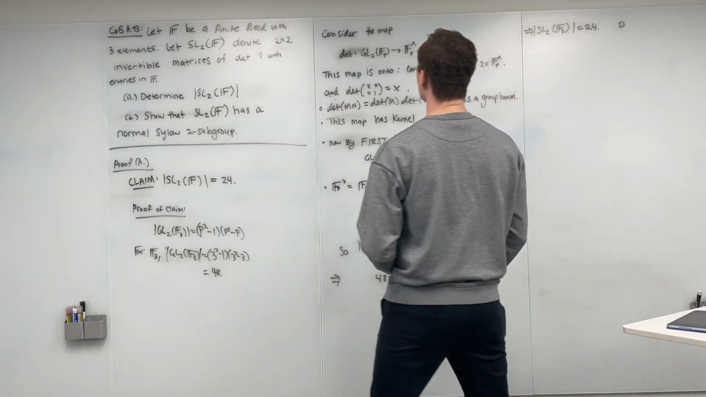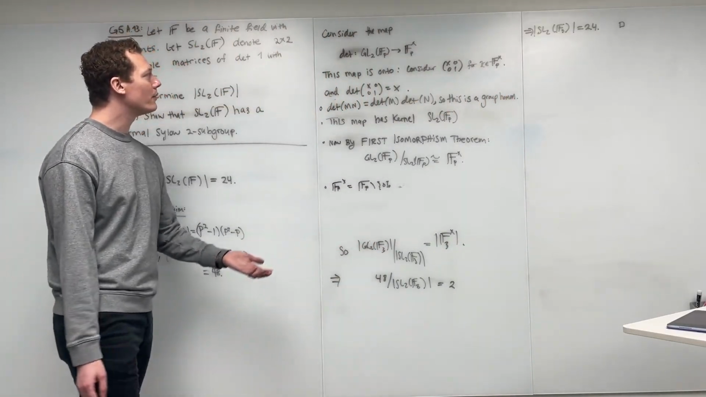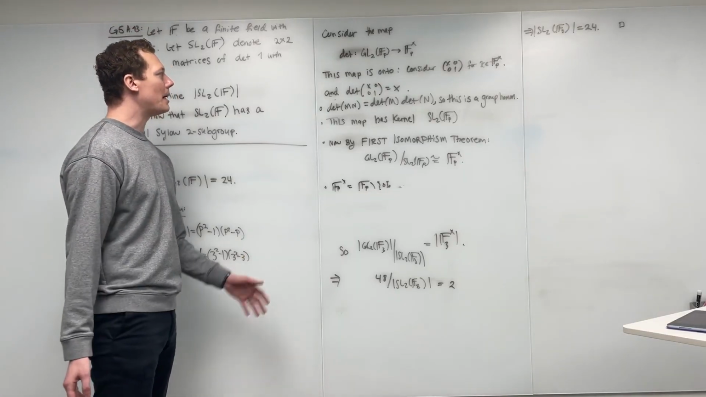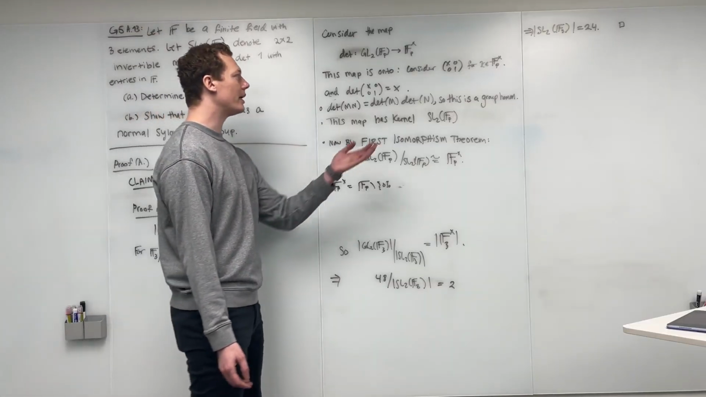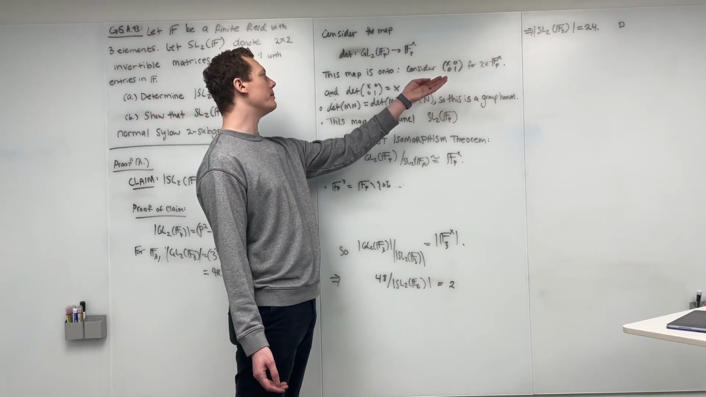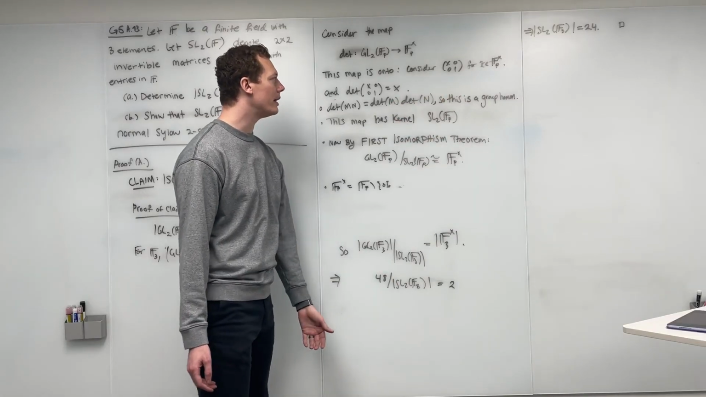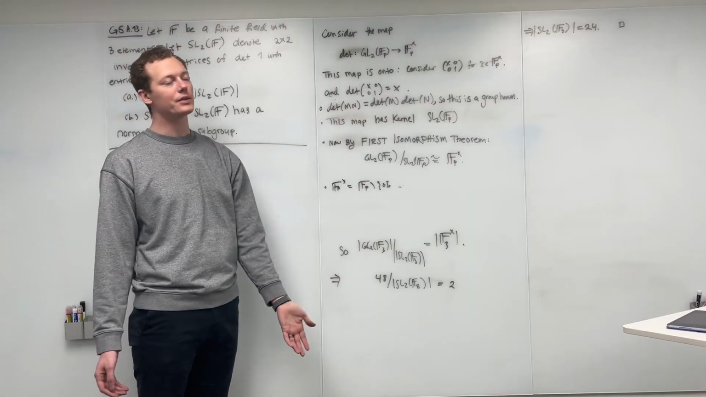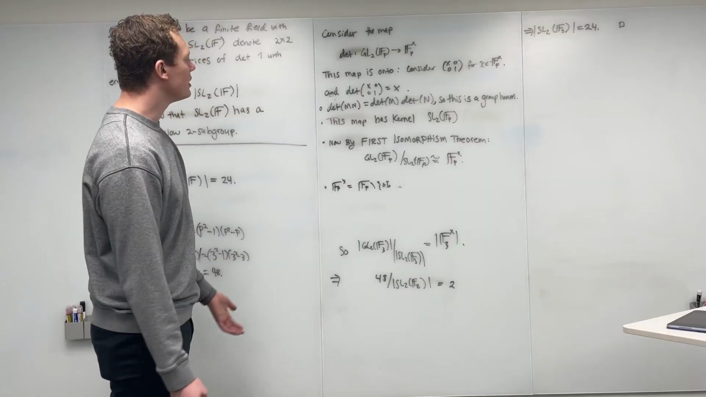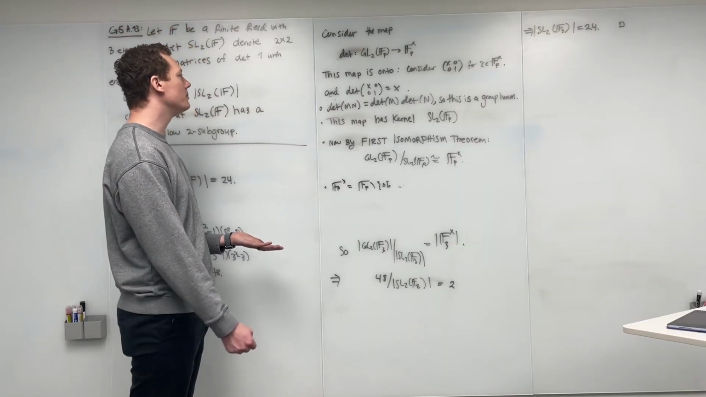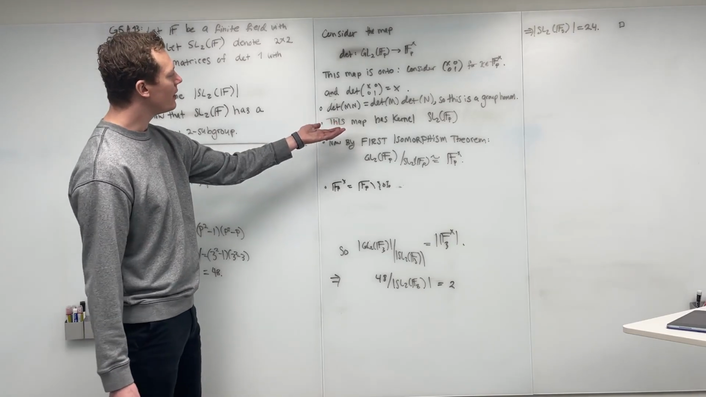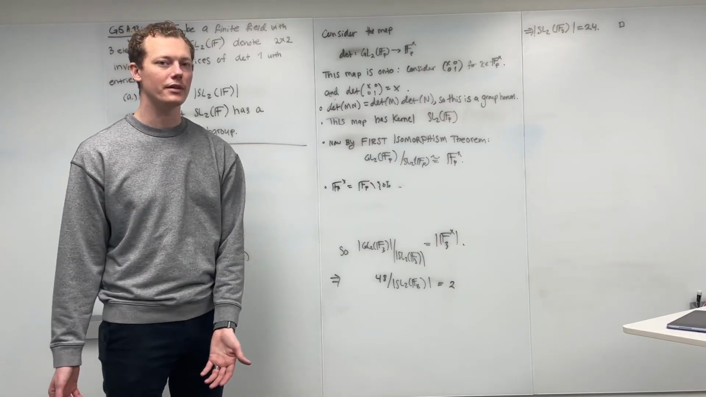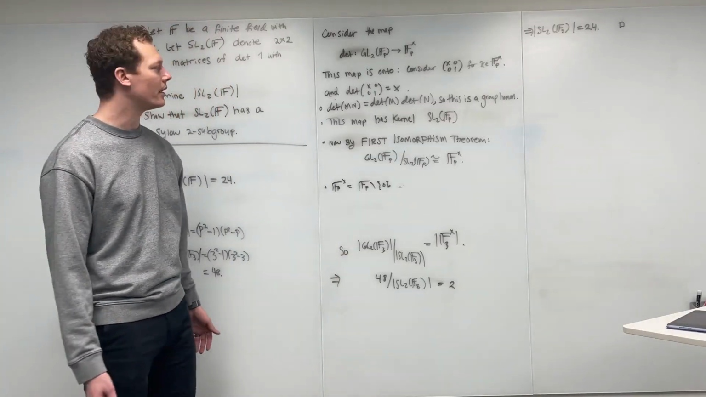Now we're going to consider the determinant map from GL2Fp into Fp star. This map is onto because we can just take the matrix x, 0, 0, 1 for any x in Fp star, and the determinant of this matrix will always be x. Similarly, it's also a group homomorphism because the determinant of M times N is the determinant of M times the determinant of N, which is a well-known result from linear algebra.